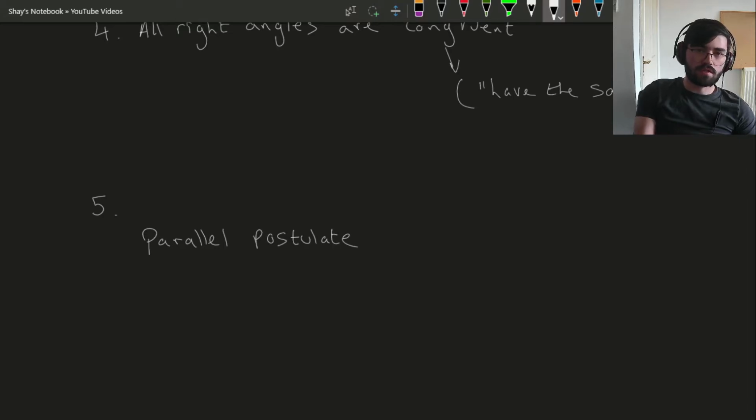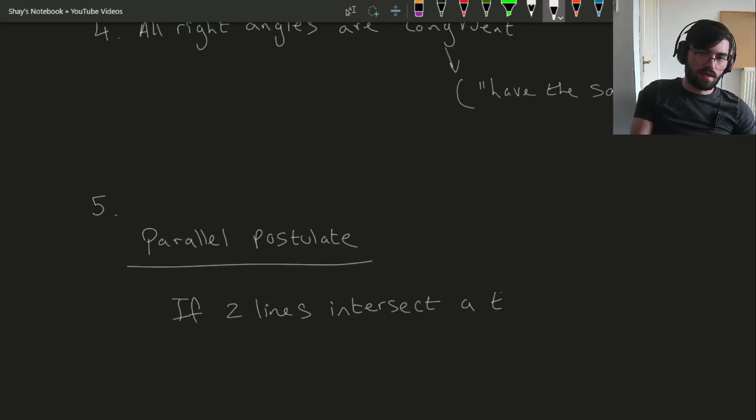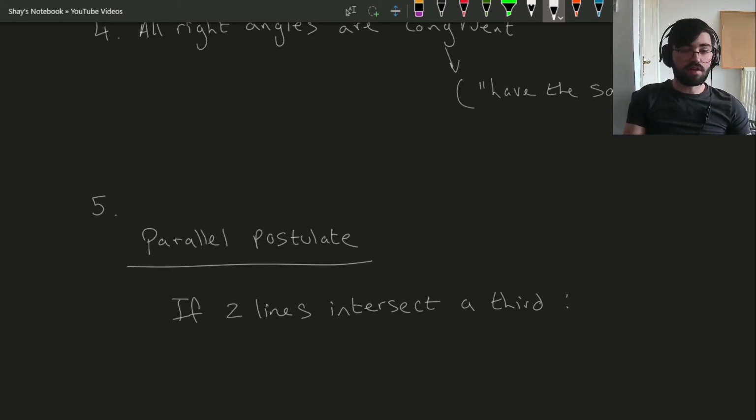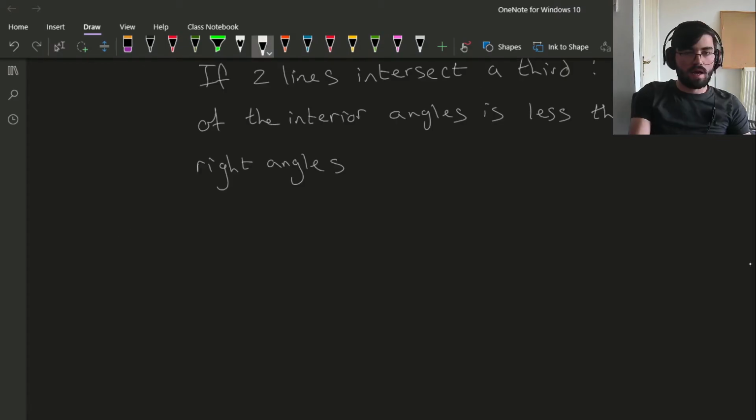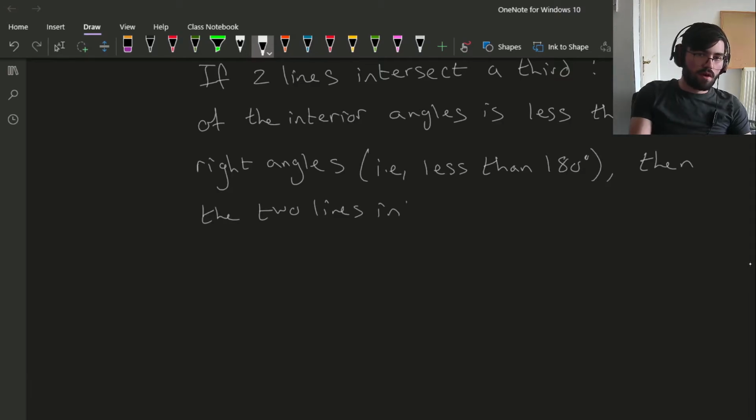Parallel postulate. 2 lines intersect a third such that, remember that this colon means such that, some continuity from my first video, such that the sum of the interior angles is less than 2 right angles. And what I mean by this is, i.e. less than 180 degrees. Then the 2 lines intersect on that side.